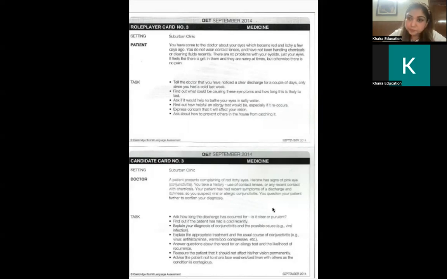No, doctor. Okay, let me explain. So, this is an inflammation of the outer eye layer, right? And this can be caused by virus or allergens in the environment. Nothing to be alarmed about. It is easily curable, and I'll talk about the treatment options now. But before I talk about the treatment, is there anything that you'd like to ask? Yes, doctor, I do have a question. Like, what could be causing these symptoms and how long this is likely to last?